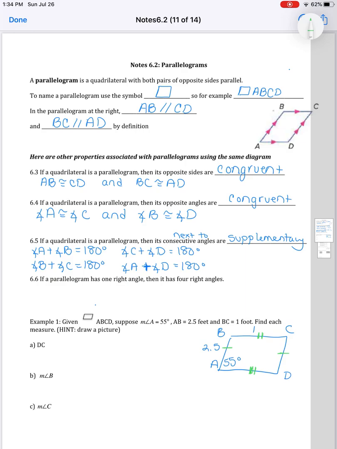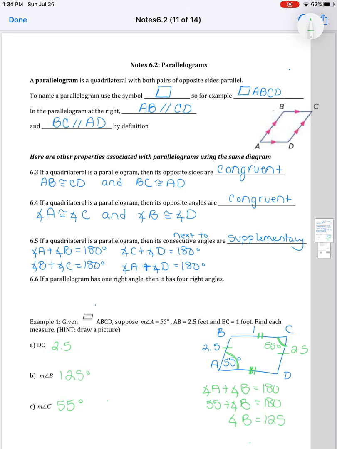All right, so it says given parallelogram ABCD. I'm going to draw it because it's not given to me. So A, B, C, and D. A is 55, AB is 2.5, and BC is 1. And we want to find all the missing information. If it's a parallelogram, I know opposite sides are the same. So I know this equals this, and I know this equals this. So does that get me any answer here? So DC, yes. I know that's 2.5. And B and C, no, those are angles.